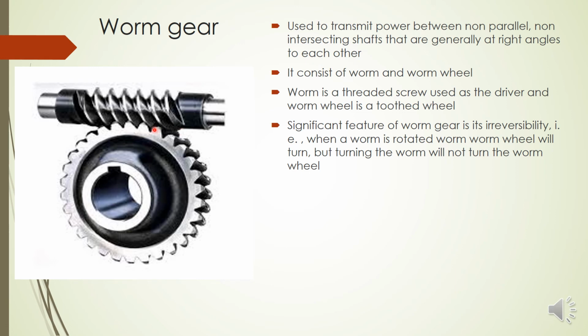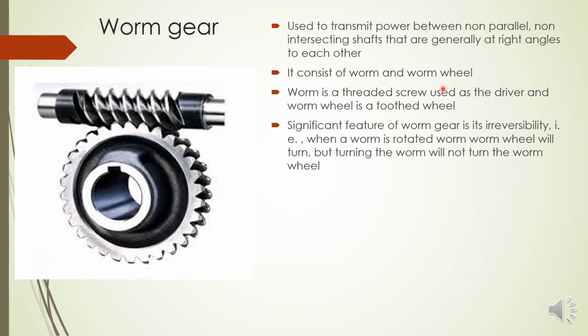An important feature of this worm gear is its irreversibility. What do you mean by irreversibility? It cannot be reversed. By rotating this worm, we can rotate this worm wheel, but the reverse is not possible. If you rotate the worm wheel, it will not rotate this worm gear. That is known as irreversibility, and that is an important feature of worm gear.